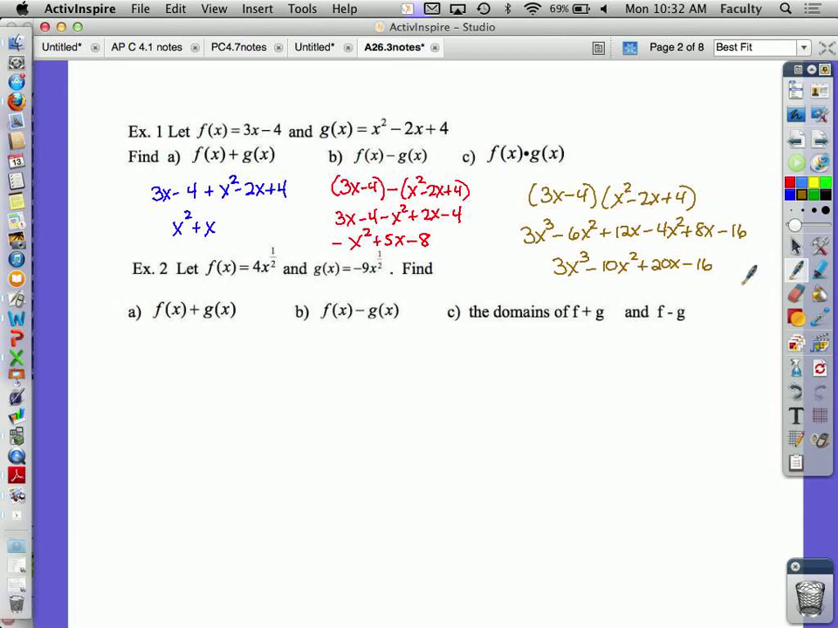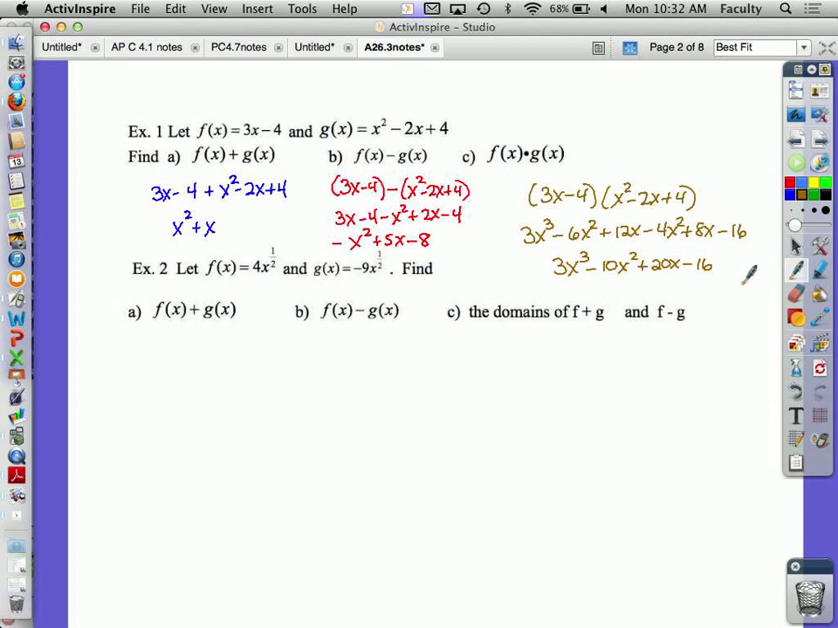Okay, so let's look at these three. Letter A, I got x squared plus x. B, I got negative x squared plus 5x minus 8. In C, remember you have to do that extended distributive property that you learned in Algebra 1. This is 3x cubed minus 10x squared plus 20x minus 16. Okay? Any questions now on adding, subtracting, multiplying, or even dividing functions?